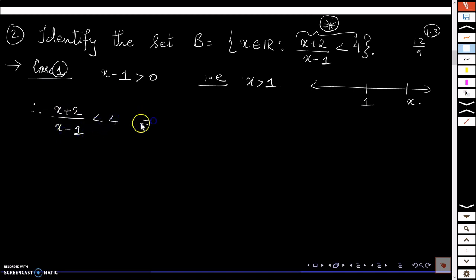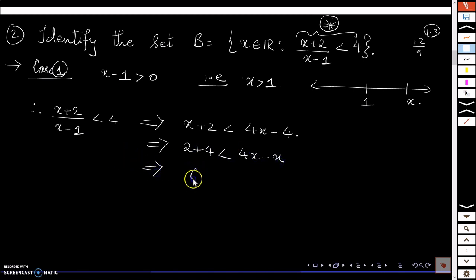(x+2)/(x-1) less than 4. This will imply, I can multiply now, x+2 will be less than 4x-4, 4 ones are 4. So I can shift this x that side and this 4 this side. So this will imply 2+4 is strictly less than 4x-x, which will mean 6 is less than 3x. Divide both the sides by 3 and that will give you 2 is less than x. In other words, x is greater than 2.